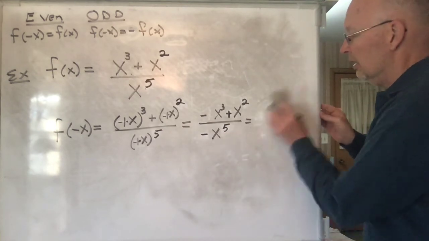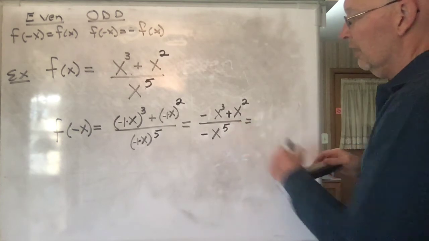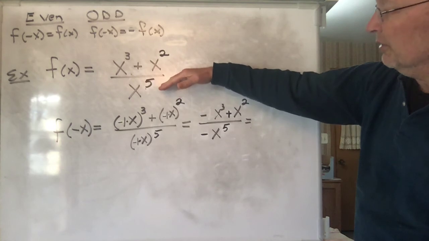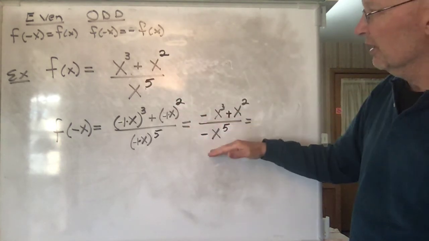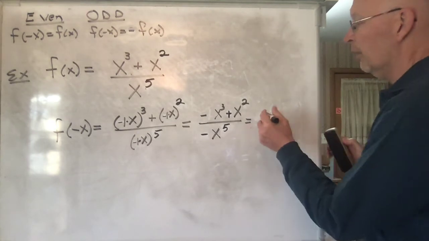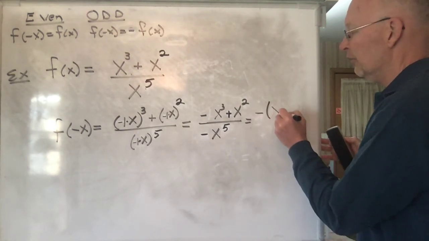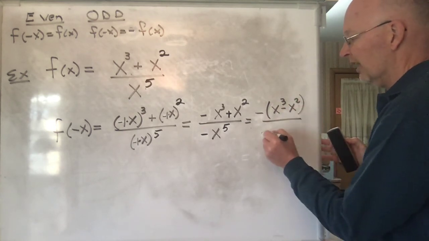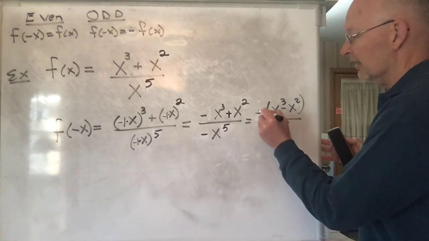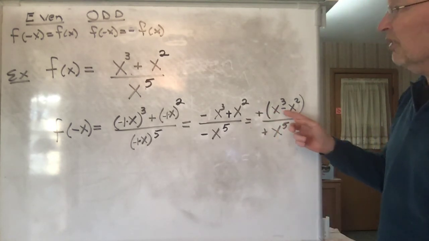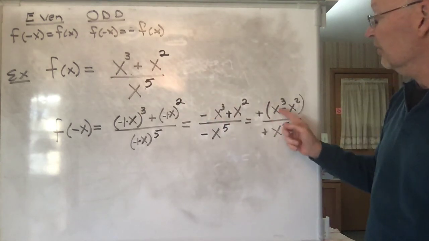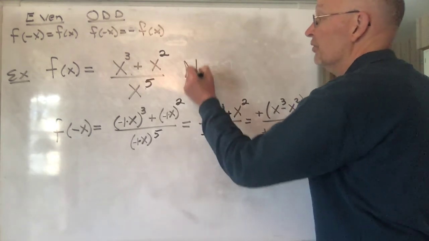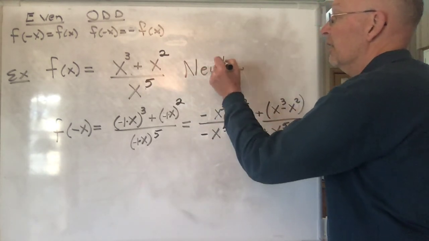And now, notice that this thing right here is neither the same as this nor the opposite of this. It's not identical, nor is it the negative. If I wanted to factor a negative out of the top, I still could do that. I could write this as x cubed minus x squared. And on the bottom, I'm going to have a negative x to the 5th. That's all fine. Now I can cancel this negative with this negative. But notice I don't end up with what we started with. It's x cubed minus x squared over x to the 5th. So this would be an example of a function which is neither even nor odd.